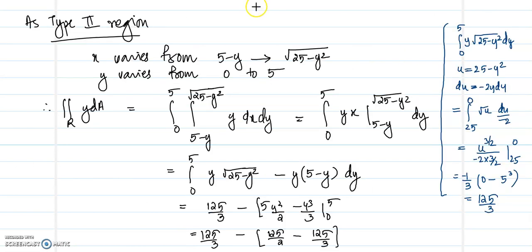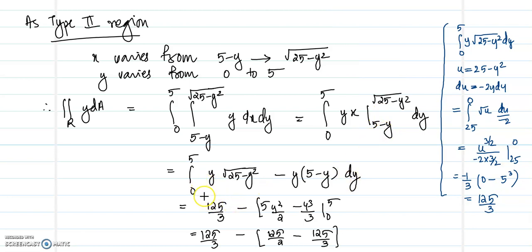Now let us look at the integral. So we'll get a double integral. The outer limit will be 0 to 5, inner limit will be 5 minus y to root of 25 minus y square, y dx dy. So first we need to integrate with respect to x. Then y is constant, so the integral of dx is x. So we'll get integral 0 to 5 y into root of 25 minus y square minus (5 minus y) dy.